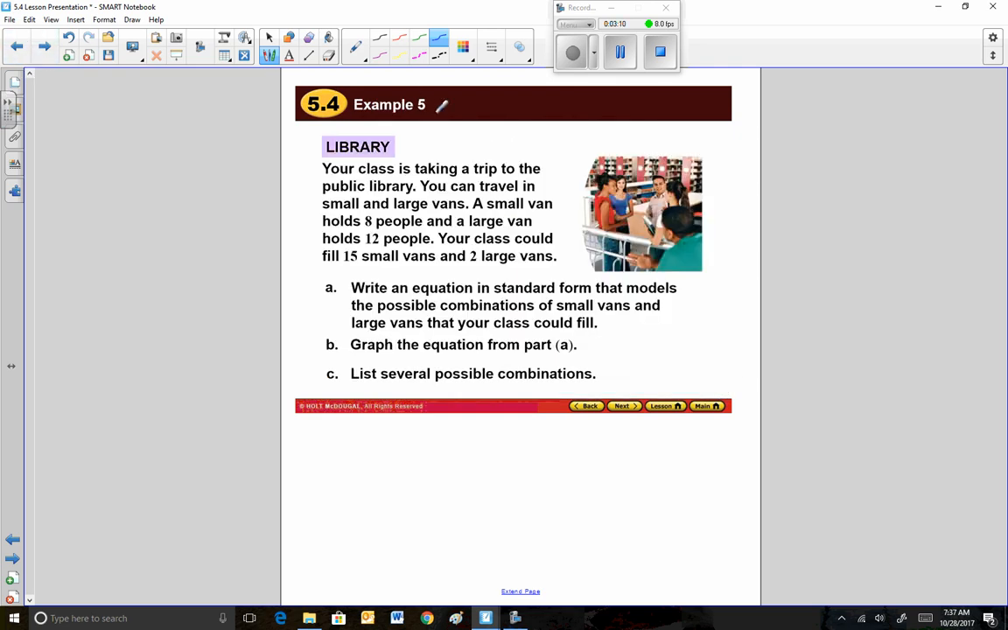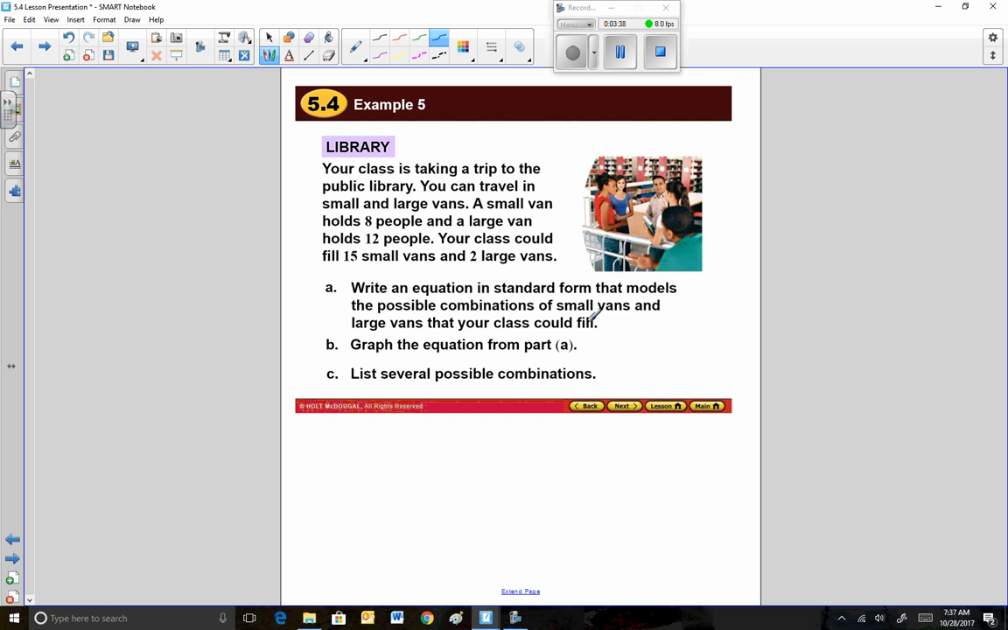Example 5. Your class is taking a trip to the public library. You can travel in small or large vans. A small van holds 8 people, and a large van holds 12 people. Your class could fill 15 small vans and 2 large vans. Write an equation in standard form that models the possible combinations of small vans and large vans that your class could fill. Now let's think about this.